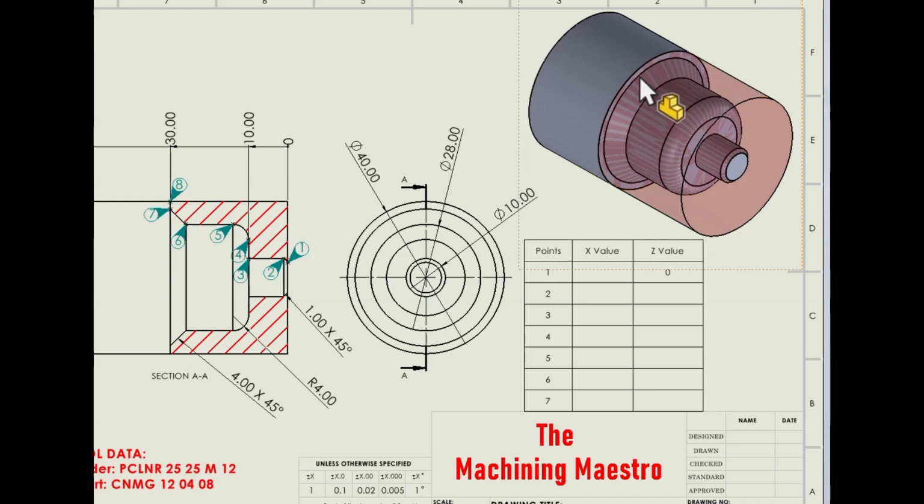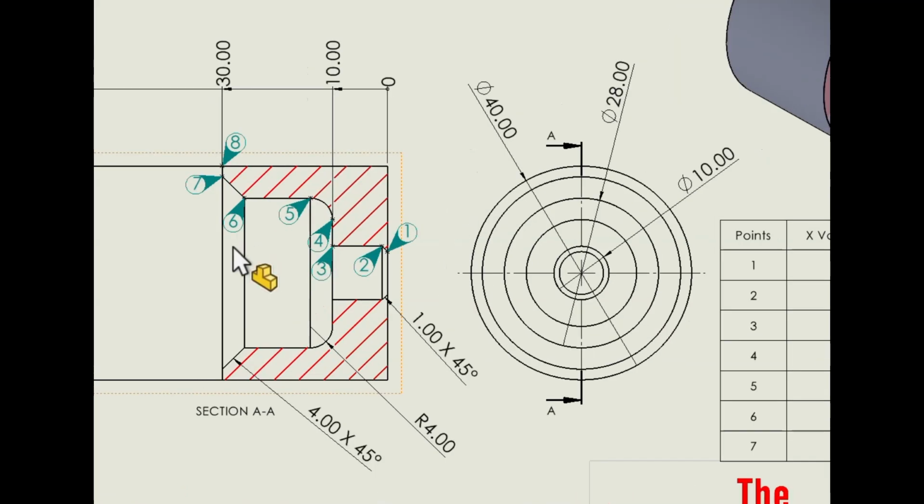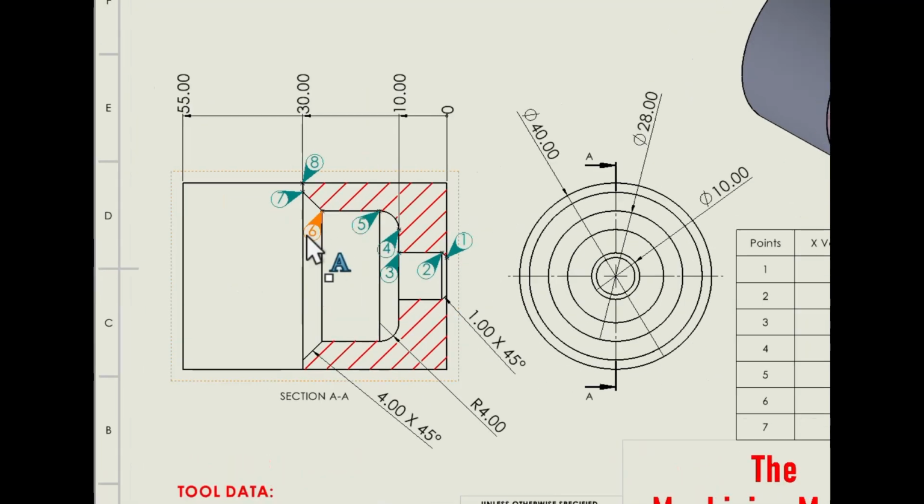From this isometric view, you can get the idea that this slightly red colored portion is going to be removed to produce a structure like this. And from this orthogonal view, you can see that this red hatched portion is going to be removed to produce a structure like this.